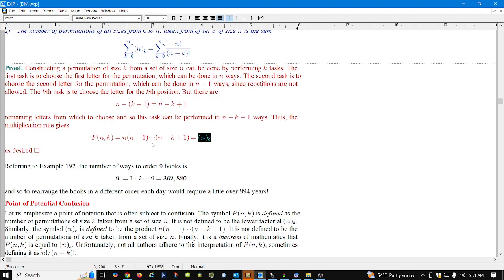As a simple example, in the first lecture on counting techniques, we had example 192. How many ways are there to order 9 books on a bookshelf? It's 9 factorial, 362,880. So if you have it in mind to rearrange the books on your bookshelf in a different order each day, it would take you just a little over 994 years.